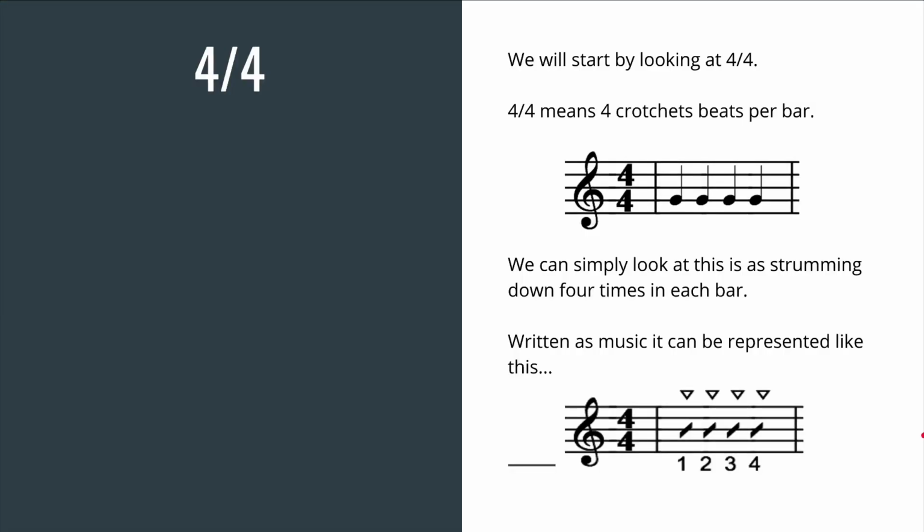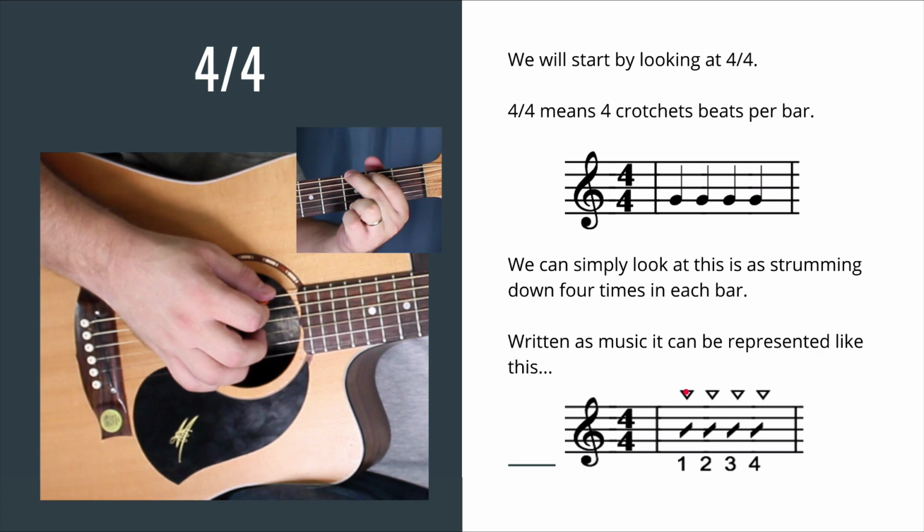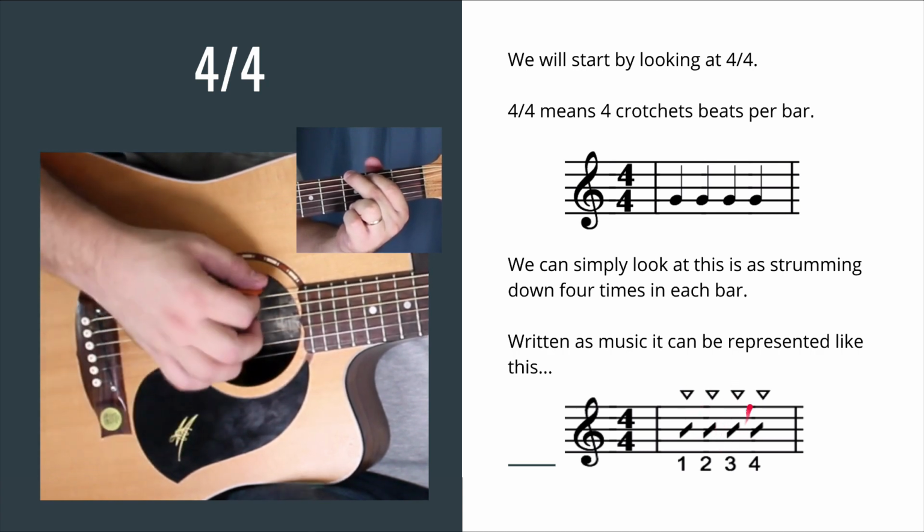4/4 means 4 crotchet beats per bar, and you can see here these are crotchets. We have 1, 2, 3, 4 crotchet beats. When we're playing guitar, we can simply look at this as strumming down 4 times in each bar. You can see we have our down arrows, down, down, down, down. In musical representation, there's our time signature, 4/4. This is called a treble clef, but we won't need to worry about that at the moment. And we have 4 beats in the bar, 1, 2, 3, 4. And if we were strumming guitar, we would strum down 1, 2, 3, 4.